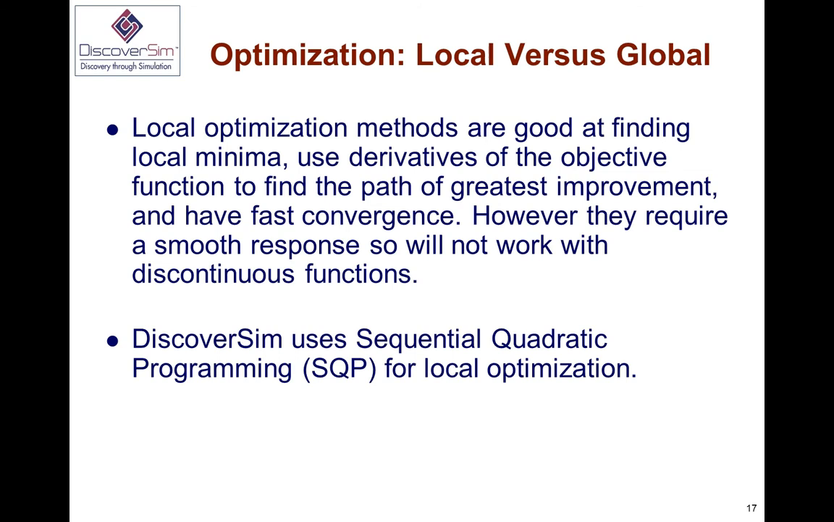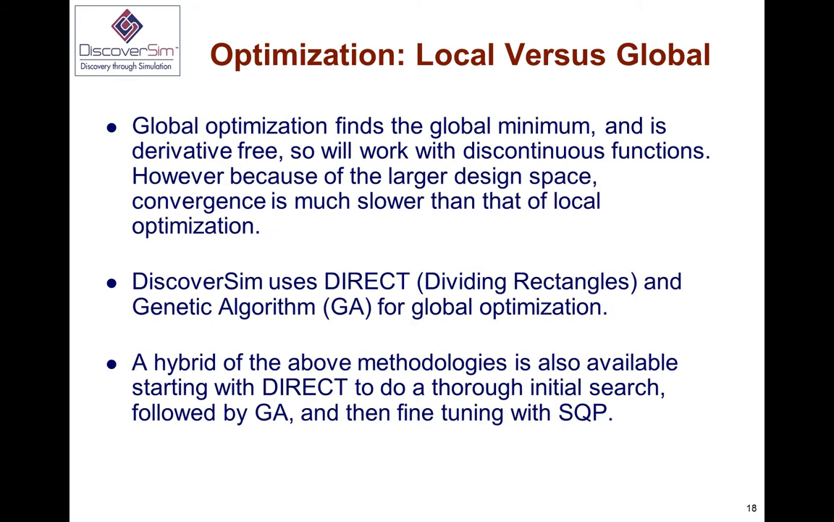And one of the things we also do for fine-tuning is use sequential quadratic programming. The other thing we do is combine the methodologies, and it's a hybrid methodology, so it takes longer, but it starts with this direct dividing rectangles, then it does genetic algorithm, and then it does sequential quadratic programming. And it also allows for constraints. So if you have, for example, we're going to look at project selection with a constraint, and so you can do the optimization even if you have a constraint.